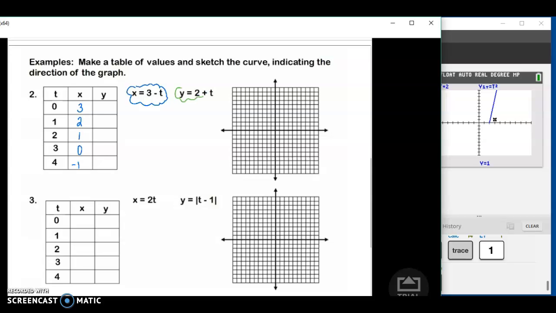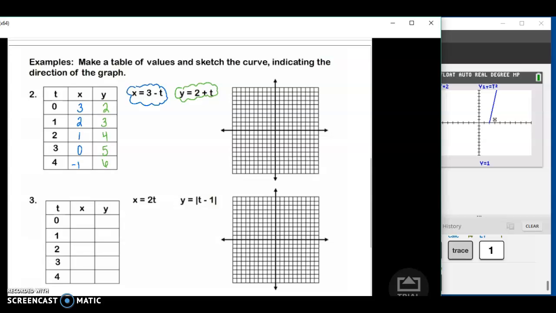So then for our y values, we're using the equation 2 plus t. So 2 plus 0 is 2. 2 plus 1 is 3. 2 plus 2 is 4. 2 plus 3 is 5. And 2 plus 4 is 6. So those are our values that we need to graph.